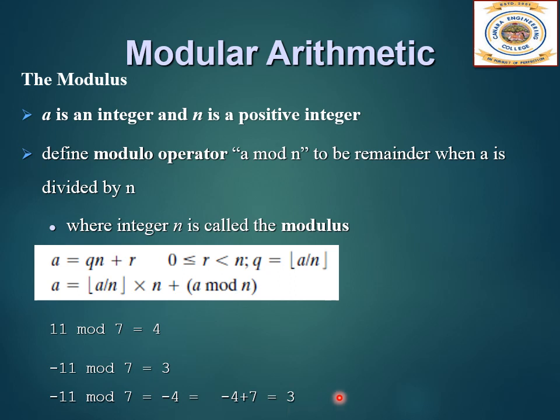For the time being, how do we get positive 3? Since it is negative, we add the modulus, n, to the mod here. So what do you get? Minus 4 plus 7 is equal to 3.